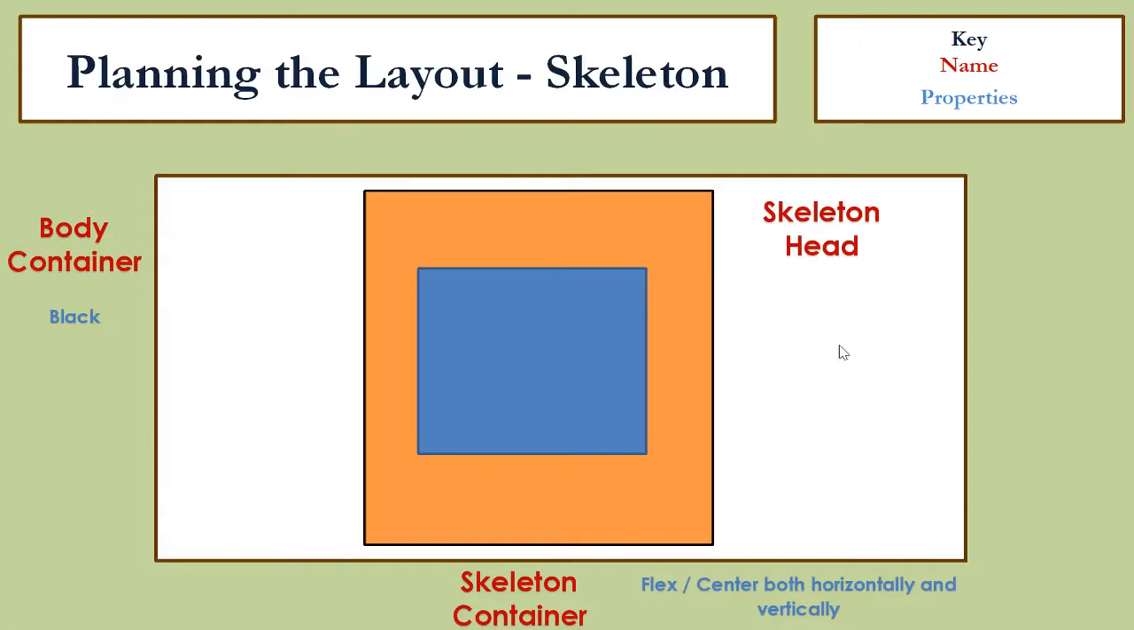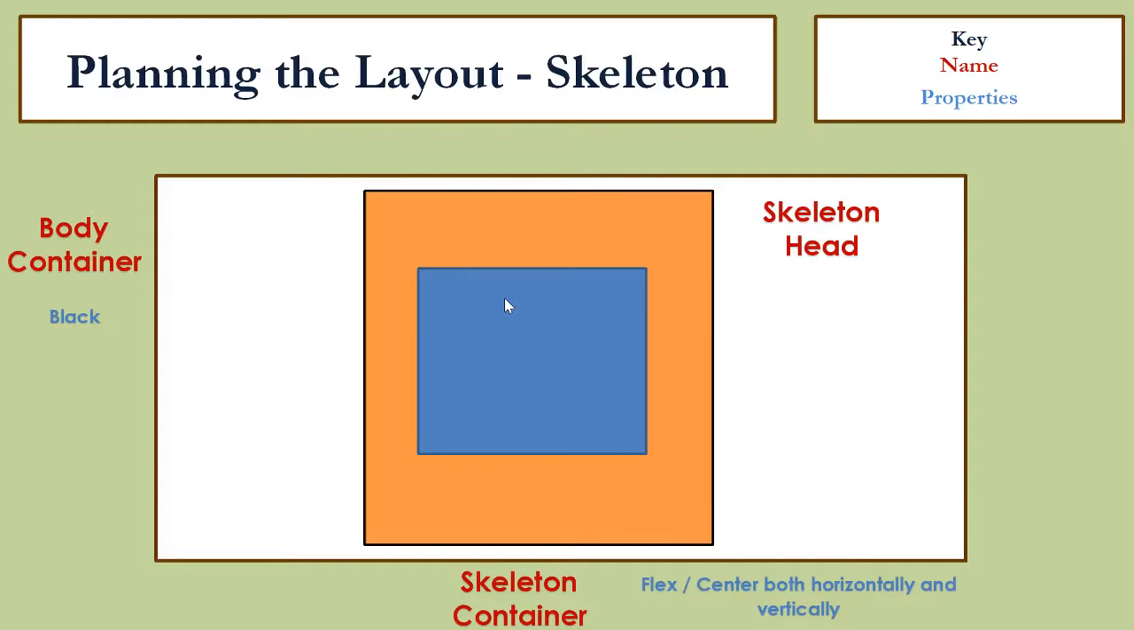So the properties of the skeleton head, so that round shape there in our skeleton, how many boxes are we going to be including into that? The answer should be 2. So we have the eyes and we have the nose. Now, how are they organized?